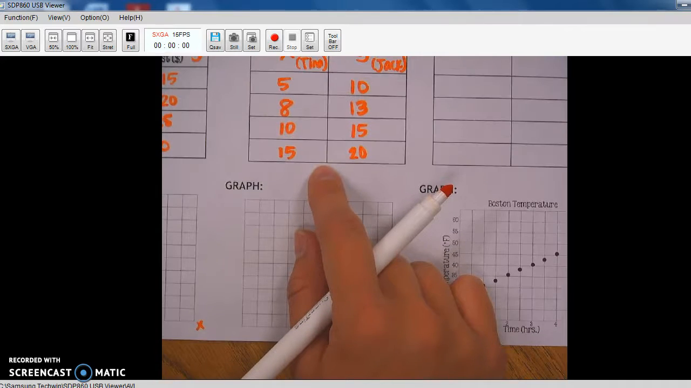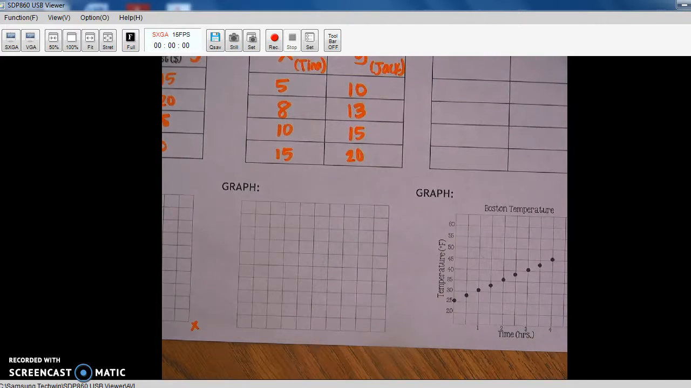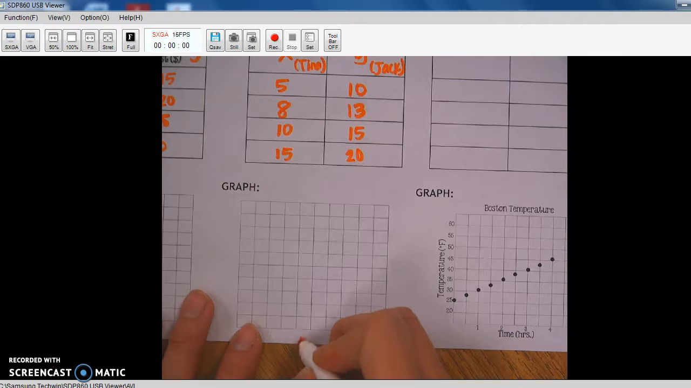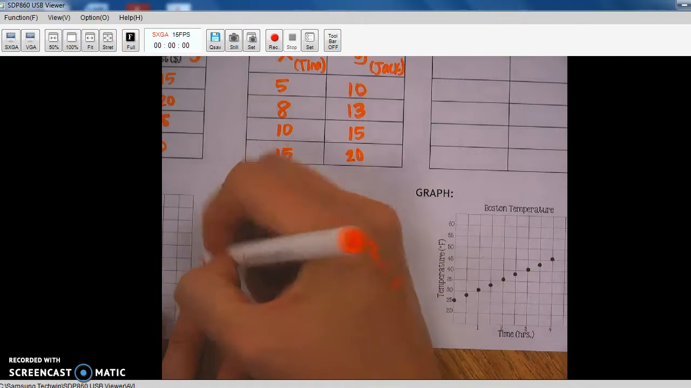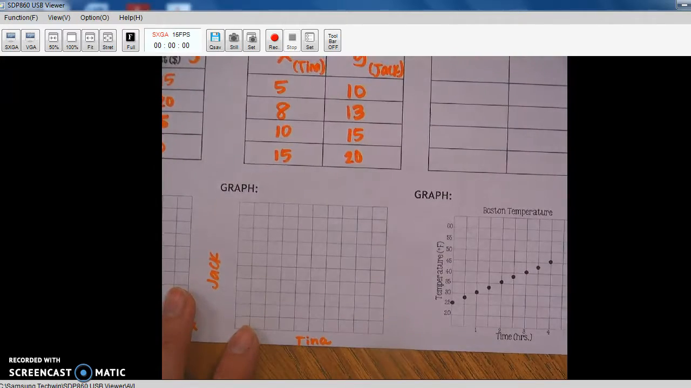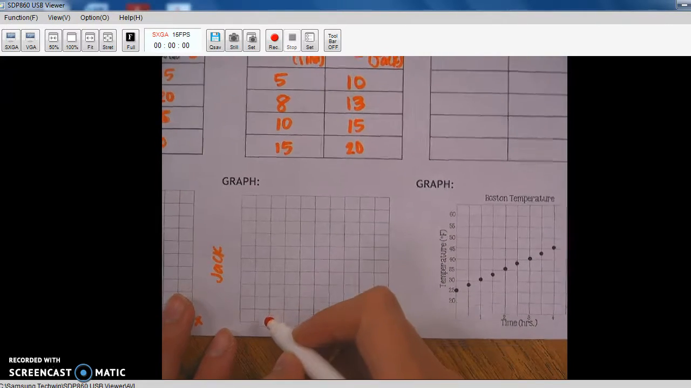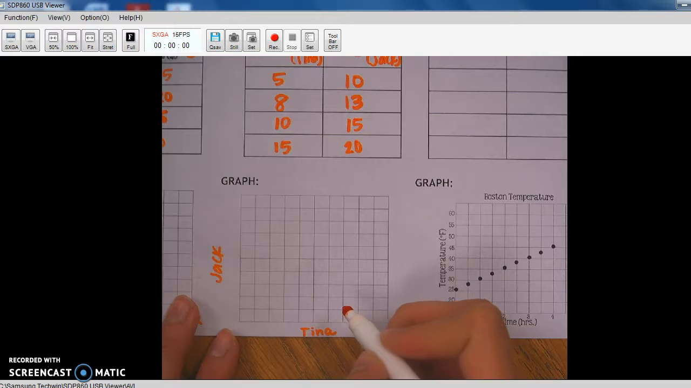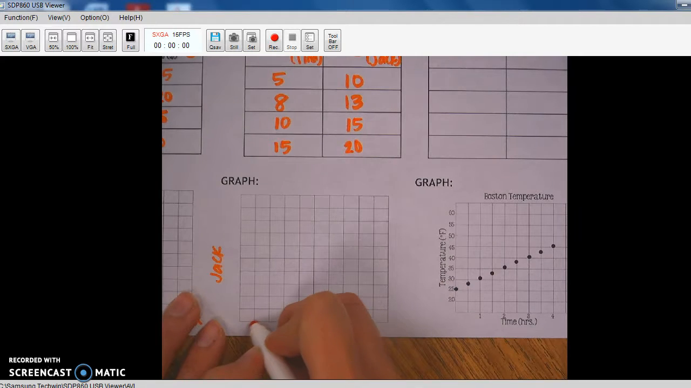So now our graph should be really easy once we have our points. So I just need to put Tina's age on the x-axis and Jack's age on the y-axis and plot my points. So we'll do 2, 4.